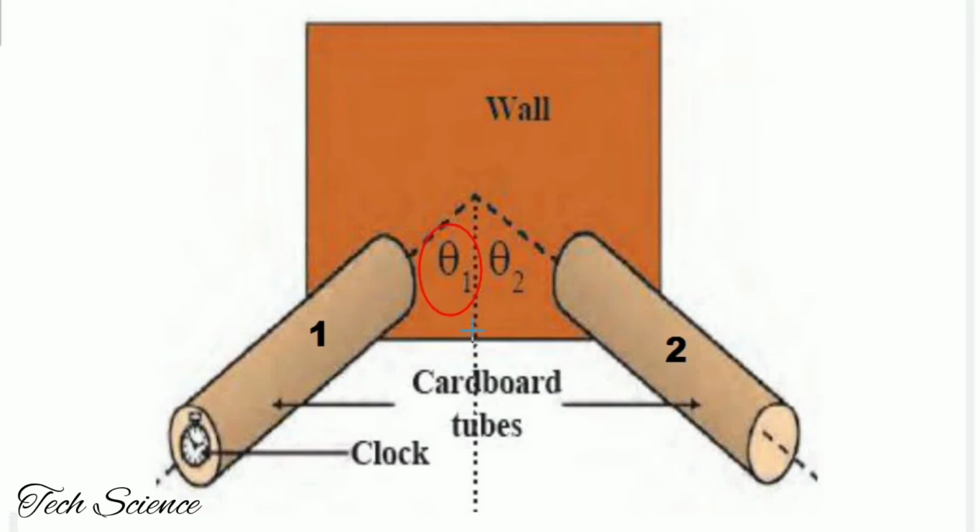In a simple way, it is called the angle of incidence of the sound wave. After striking on this wall, what happened here? Of course, the sound gets reflected.